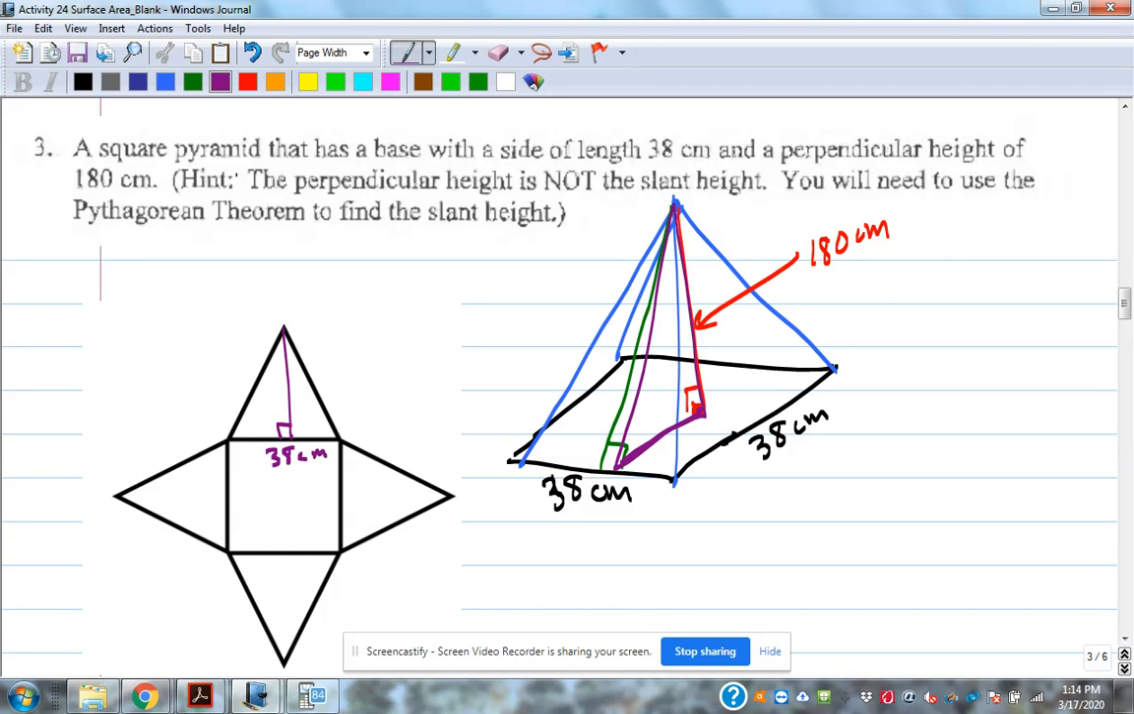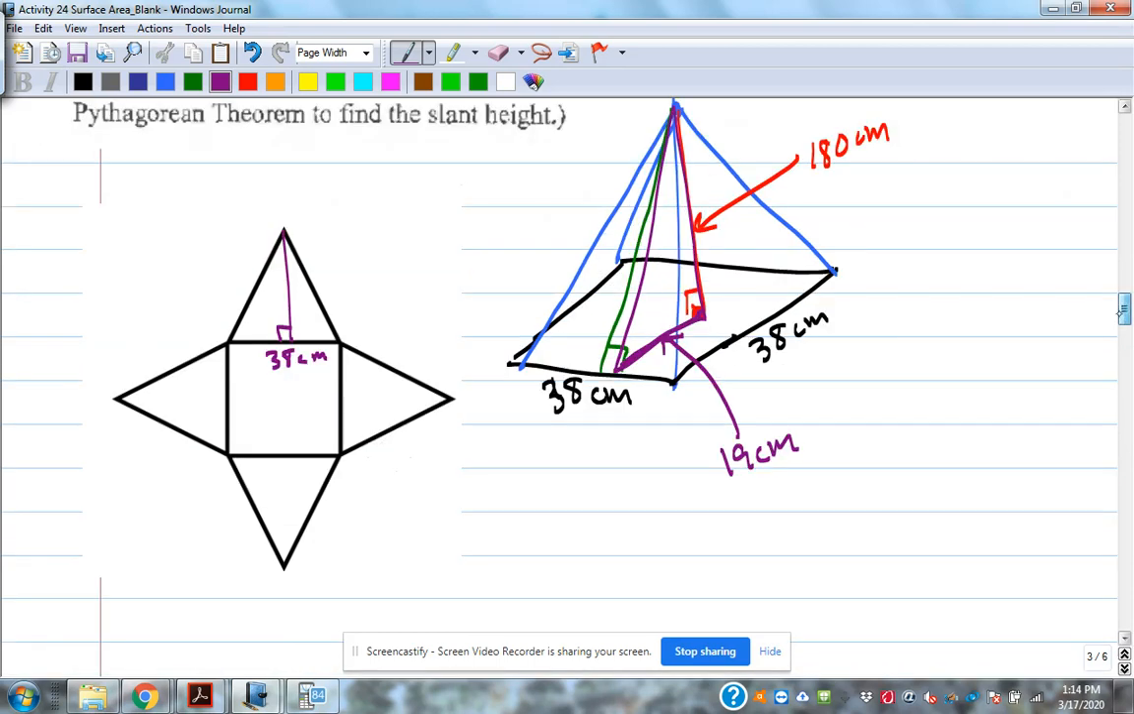And the way we're going to find that is when you drop this perpendicular down, that little purple line right there is half as long as the side. So what's half of 38? 19 centimeters. Okay. And then we know that that's 180 centimeters. That's the perpendicular height. So we can use the Pythagorean theorem, a squared plus b squared equals c squared, to find the slant height, which is the hypotenuse of that right triangle that's created right here.